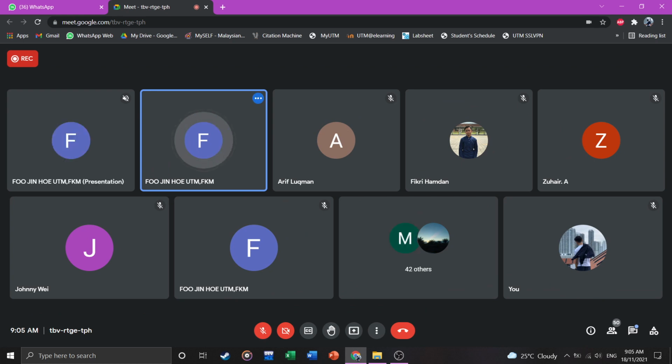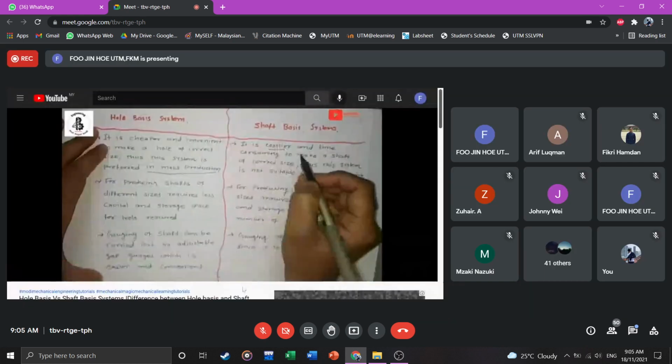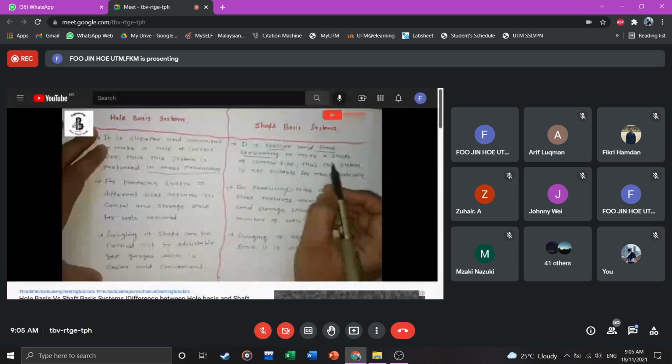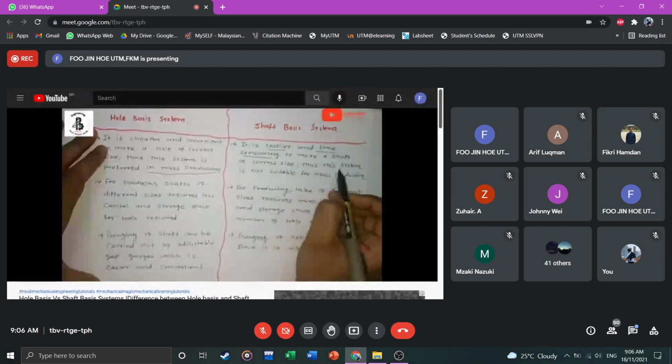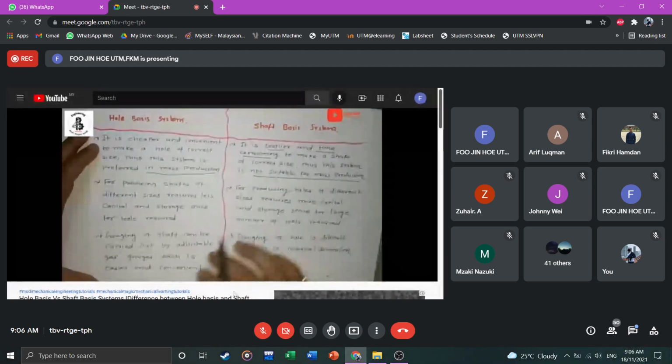Okay, go back to this. The shaft basis system will be costlier and time consuming, and that will be the main issue in making a shaft of the correct size. Thus, this system is not suitable for mass production.